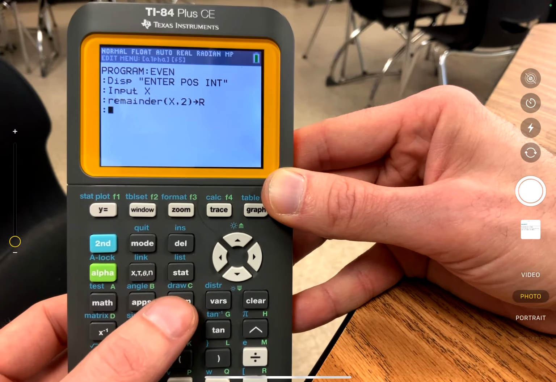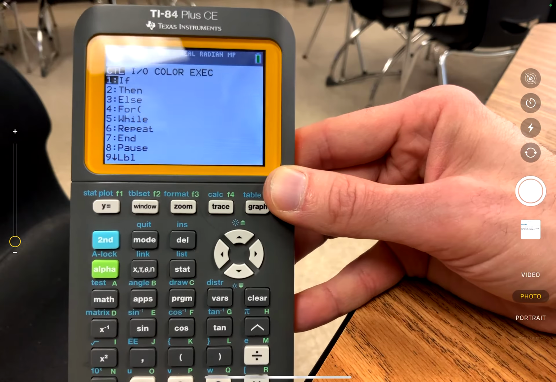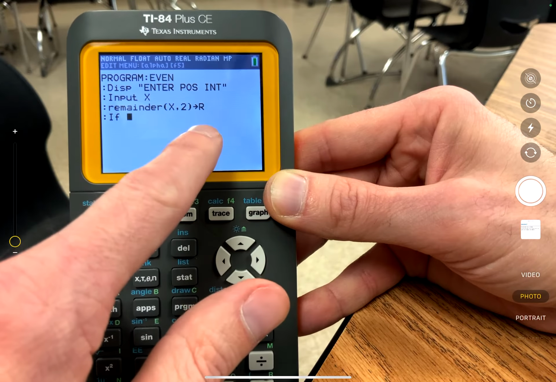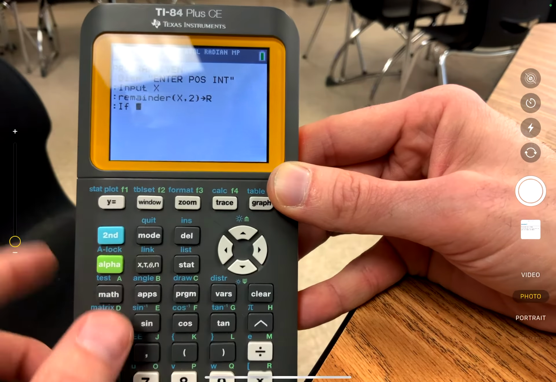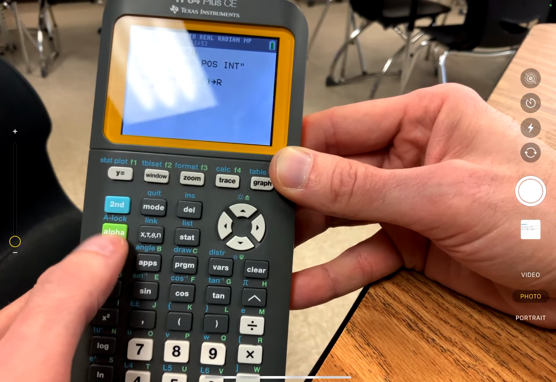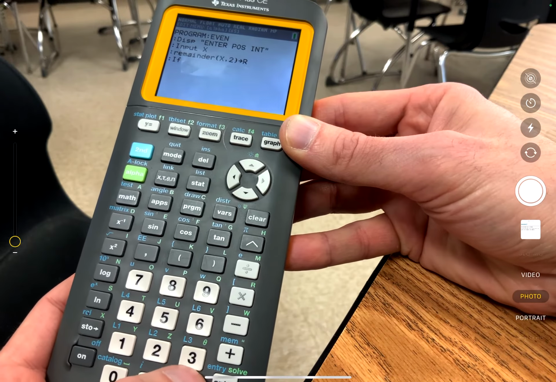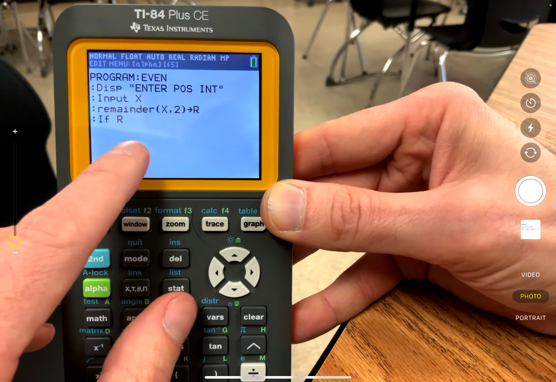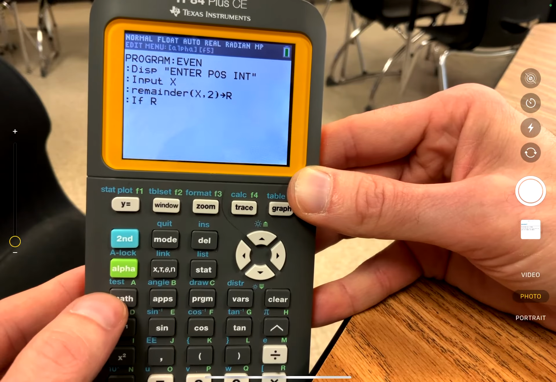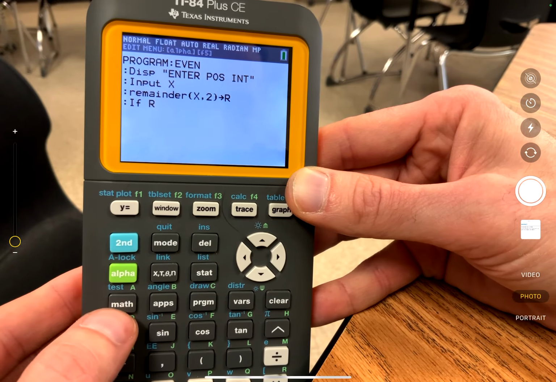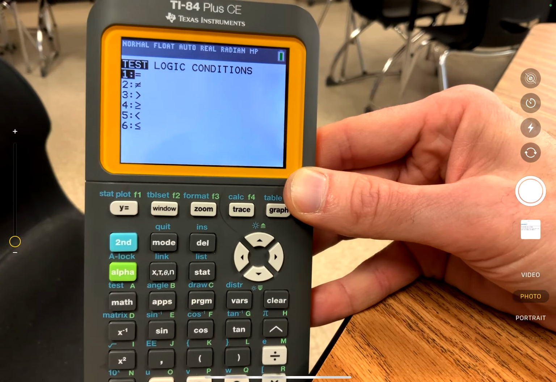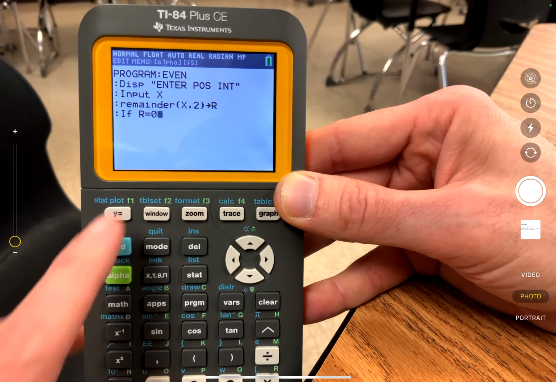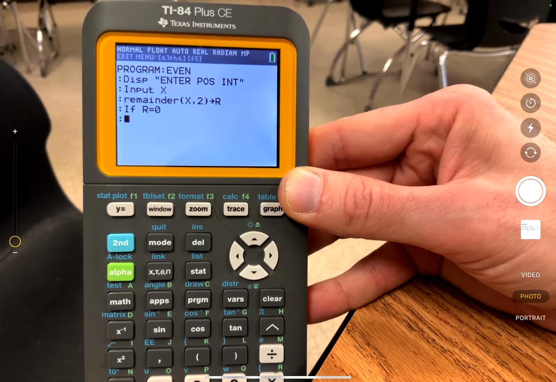All right, so program, now let's do our conditions. If I'm going to test R, I'm going to see, is R equal to 0? Is the remainder 0? So alpha R. And equal sign, where the heck is that? It is underneath the test menu, just like the inequality sign. So second math, and it's the first one there. Is R equal to 0? Is your remainder 0? Remember, you don't put a comma here, so just hit enter.